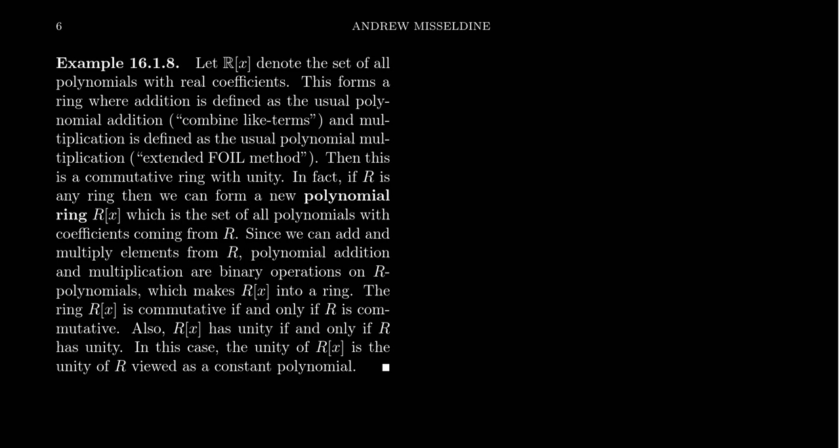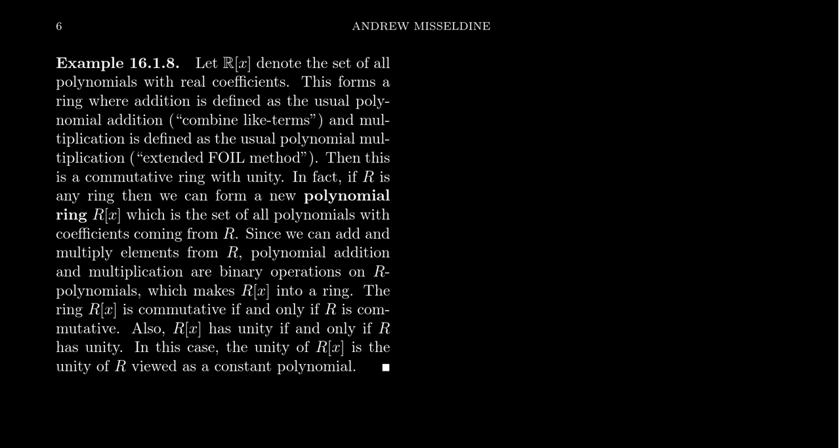In this video, I want to discuss how we can build a polynomial ring. So let's start with an example we're already familiar with. We're going to use the symbol R[x] to denote the set of all polynomials with real coefficients. Now this forms a ring where addition is the usual polynomial addition, that is, we combine like terms.